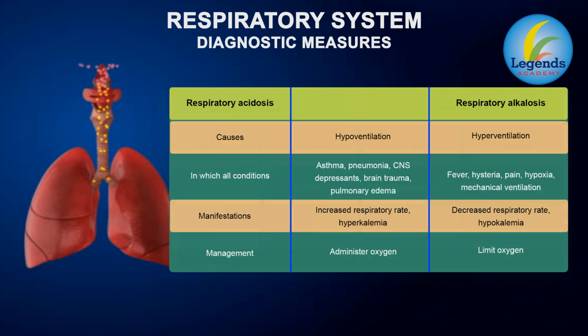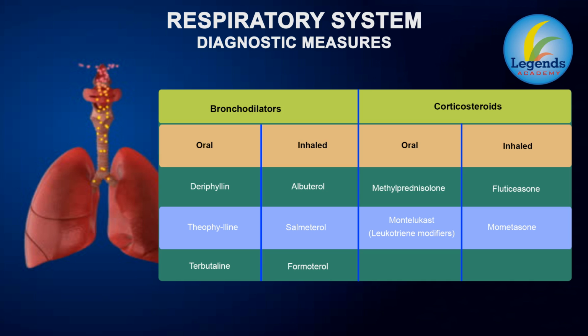Then the respiratory medications. There are two types of medication, bronchodilators and corticosteroids. For bronchodilators, I'll give you examples. Oral bronchodilators are doxofylline, theophylline and terbutaline, and inhaled bronchodilators are albuterol, salmeterol and formoterol. These bronchodilators help to dilate the lung airways.